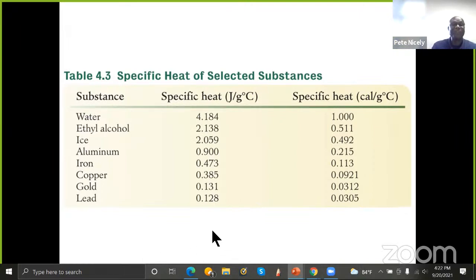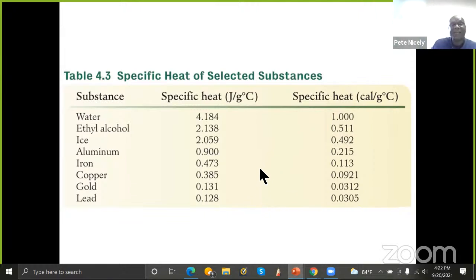Another thing I want to point out to you is that typically metals tend to have low specific heats, right? So as you can see here, aluminum has a specific heat of 0.900, iron 0.473, copper 0.385, and so on and so forth. So metals tend to have a low specific heat, which basically means that it takes a relatively small amount of heat energy to raise the temperature of 1 gram of a metal by 1 degree Celsius. Whereas in the case of water, more heat is needed to raise the temperature of 1 gram of water by 1 degree Celsius.